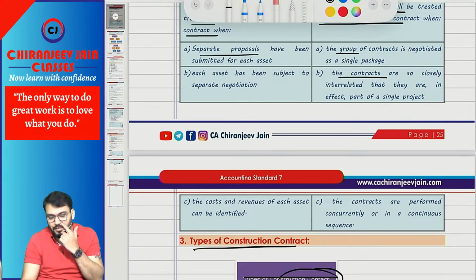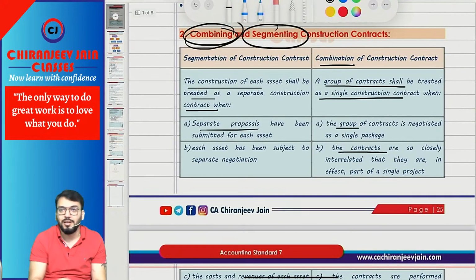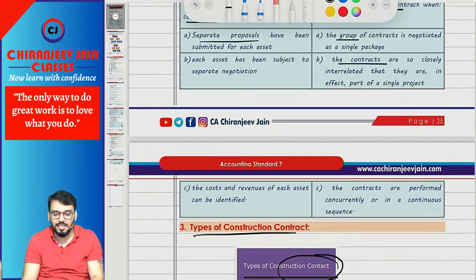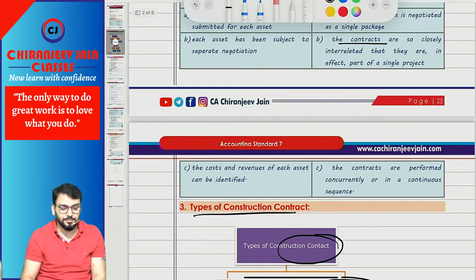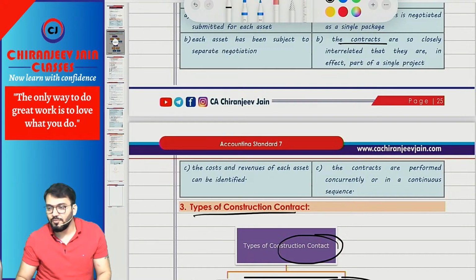Got this point? Yes, sir. I think you need to revise and memorize this point again. A case study based question can be asked on whether it will be segmented or combined. With this, AS7 is also completed. So we have done AS5, AS9, AS7. Okay, we'll take a 5-minute break. After 5 minutes, we'll start.